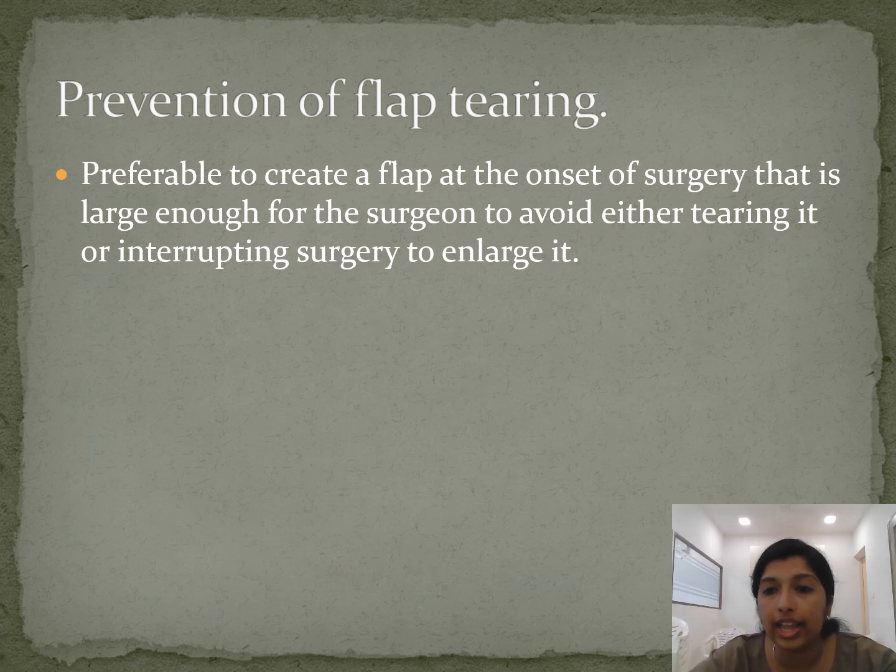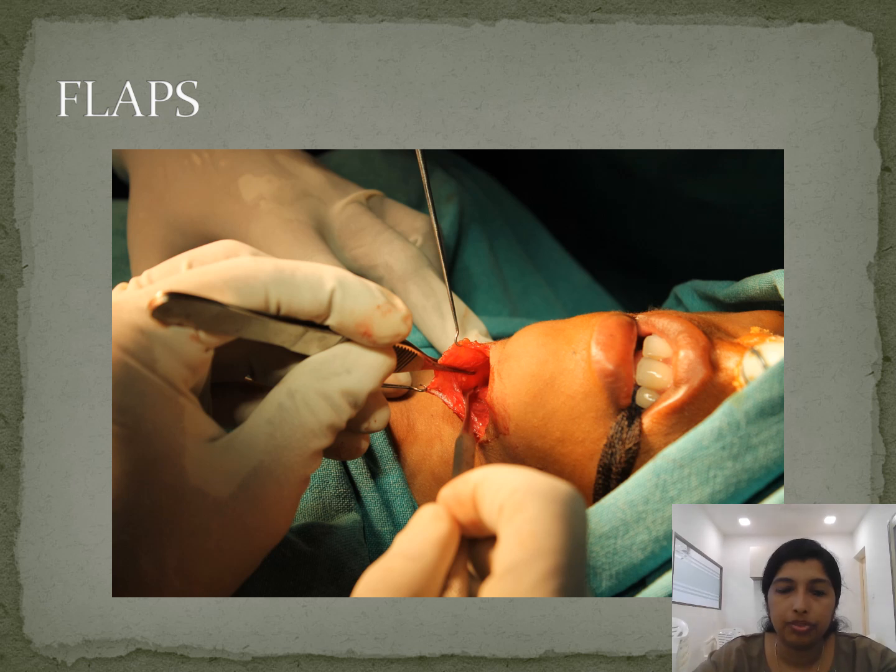Then another thing that new surgeons do is flap tear. When you try to hold with your toothed forceps, you tend to tear the flap and thereby interrupt the closure of your flap. Now, this is an extraoral flap that is held near the submental region.